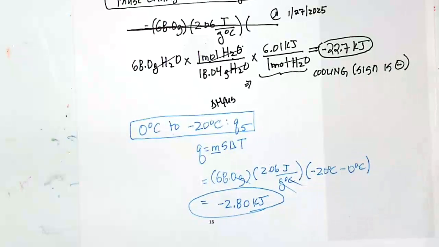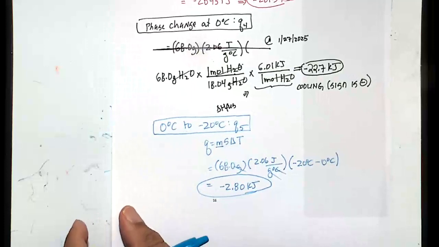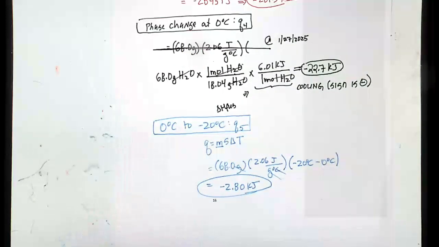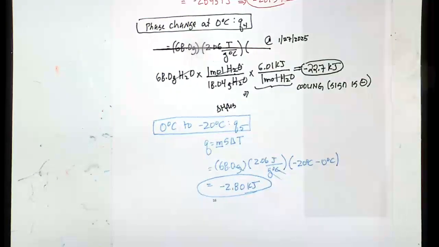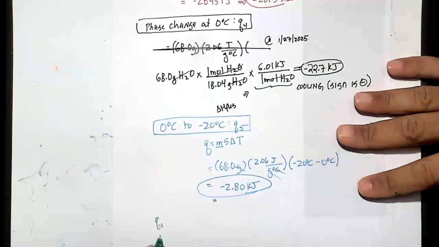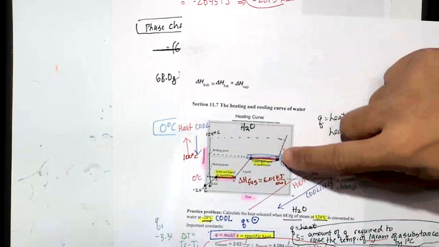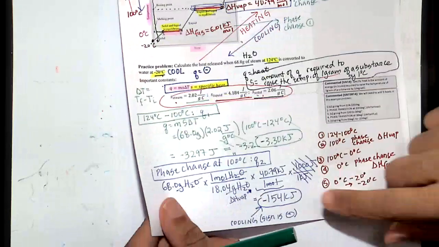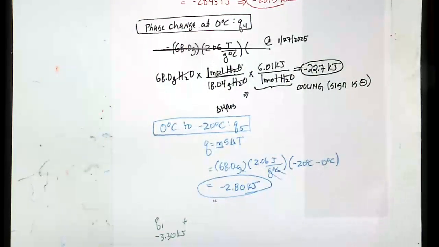Like I said, joules or kilojoules, it doesn't matter to me for testing. So what is our heat in going from 124 to minus 20? We will add: going from 124 to 100, that's Q1, which is minus 3.30 kilojoules, plus the phase change at 100. We've got to get through this. The phase change at 100 is minus 154 kilojoules.